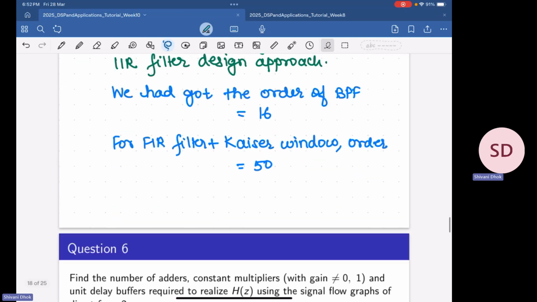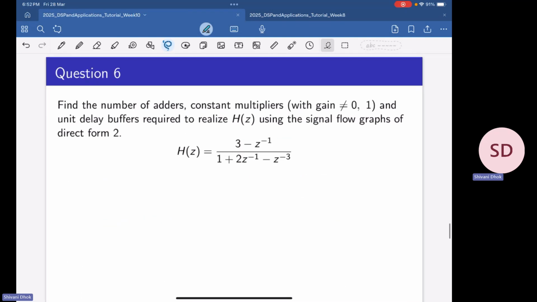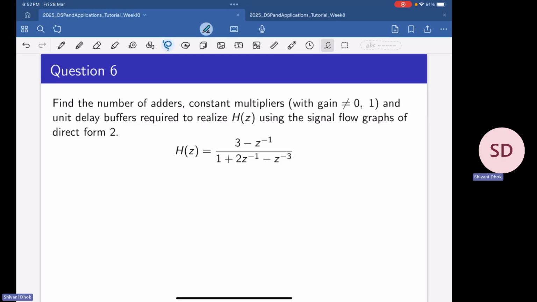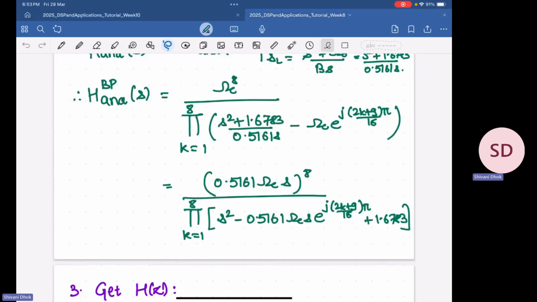Okay, if there are no further questions, let me quickly move on to the next question that I have planned to cover today. From now, the questions will be simpler because these are realization based questions. So hopefully these will be simple to understand compared to the filter design part. So the hard part is done now. We'll just look at the simpler questions.